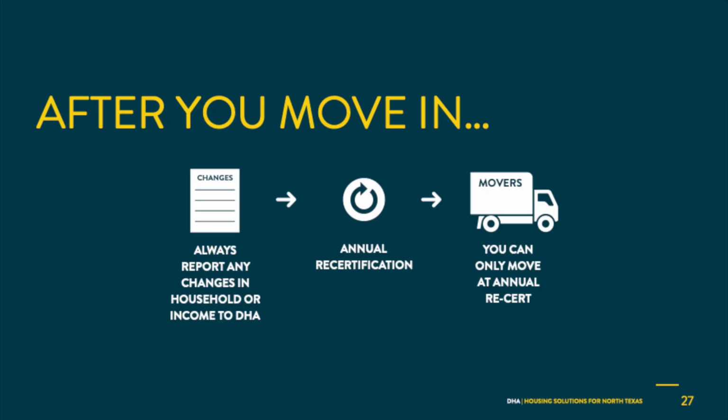There are 5 important things to remember after you have settled into your new home. Report any changes to DHA about persons residing in your household or your household income. You are responsible to complete an annual eligibility assessment for your continued participation in the program. Requests to move will be considered during the annual recertification period. Pay your portion of rent on the first of each month and be a good neighbor.